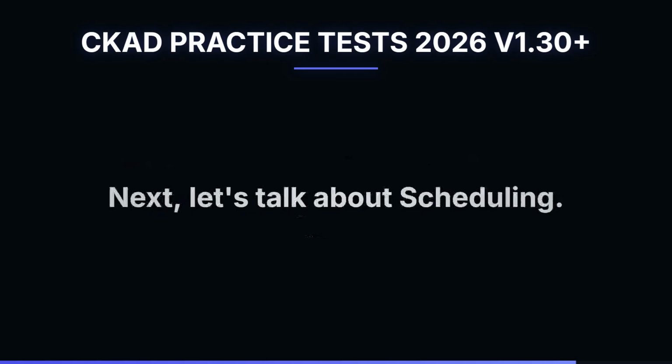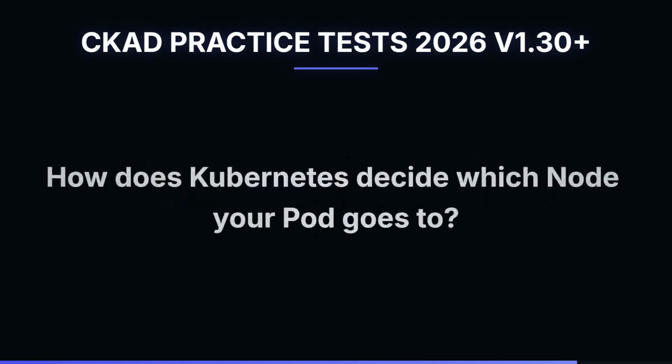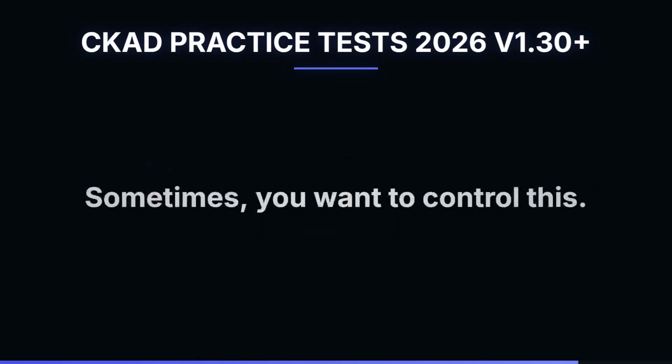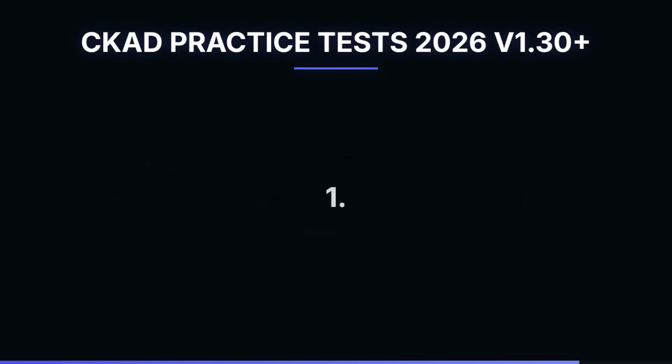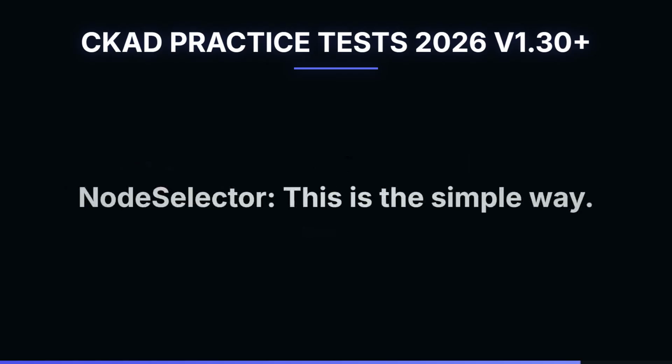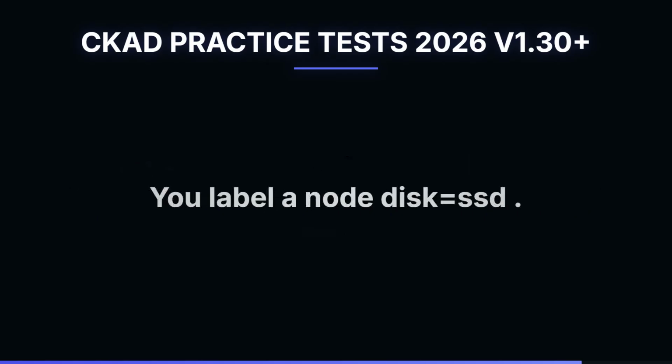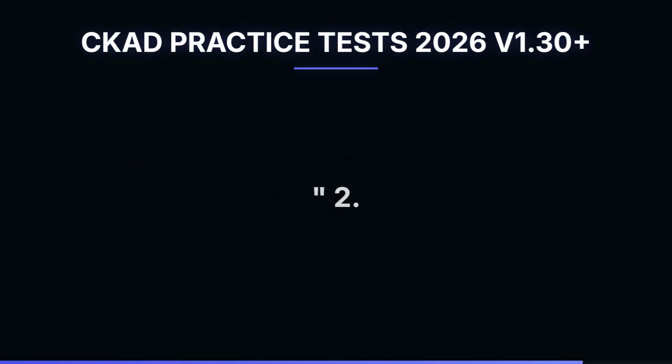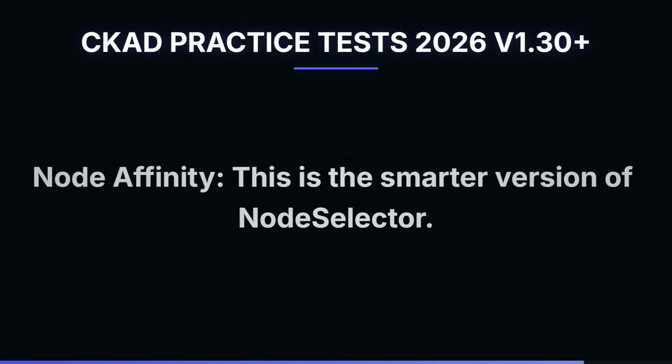Next, let's talk about scheduling. How does Kubernetes decide which node your pod goes to? Sometimes, you want to control this. 1. Node selector. This is the simple way. You label a node disk equals SSD. 2. Node affinity. This is the smarter version of node selector.